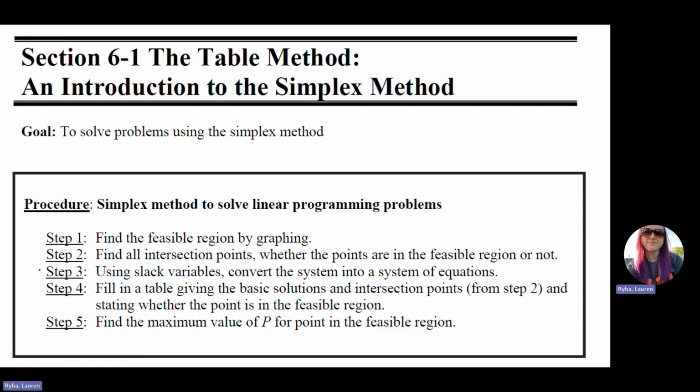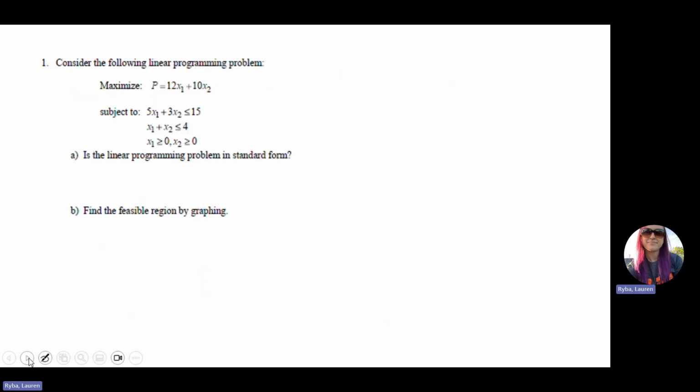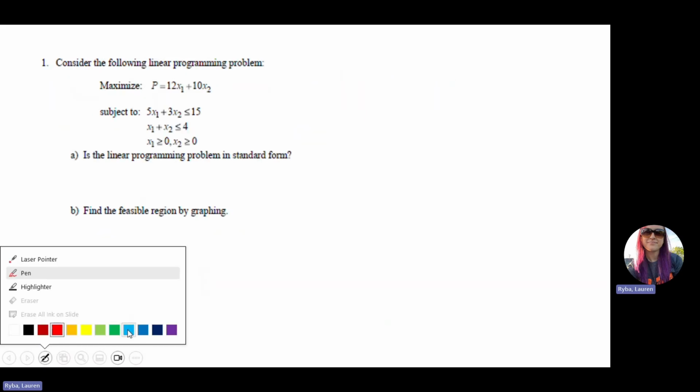So what we're actually going to do is these two steps aren't really part of this table method. You really start down here. So we're going to start creating slack variables. So we're going to change the inequalities into equations. We're then going to create a table. And then from that table, we'll be able to determine the max or min, depending on what it is that we are looking for. So I'm going to kind of not go perfectly in order here, so just bear with me.